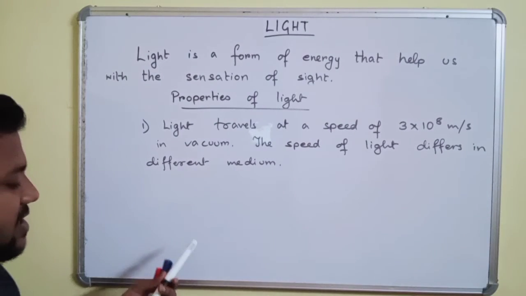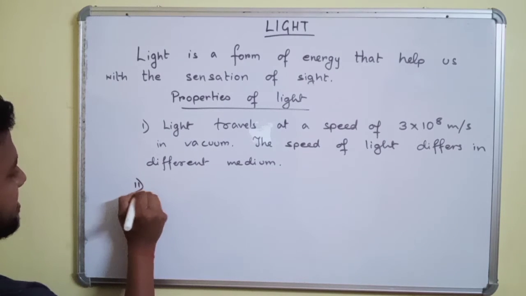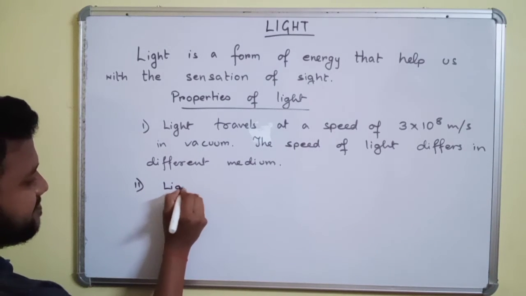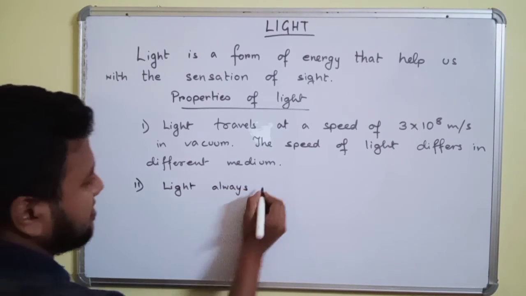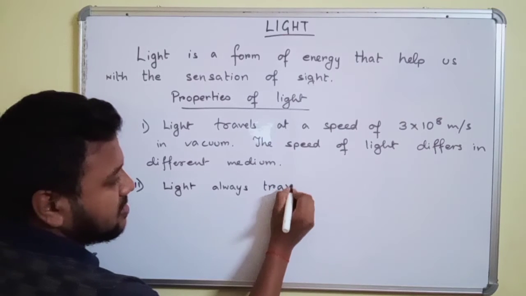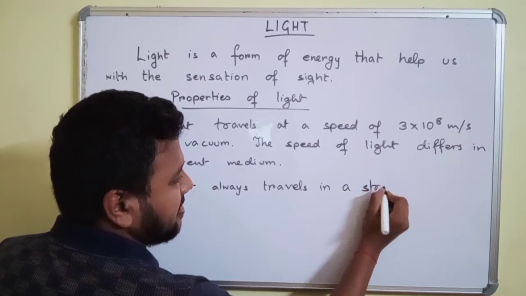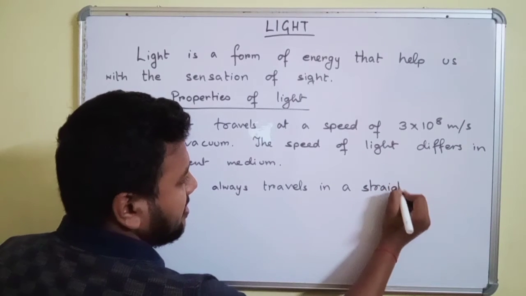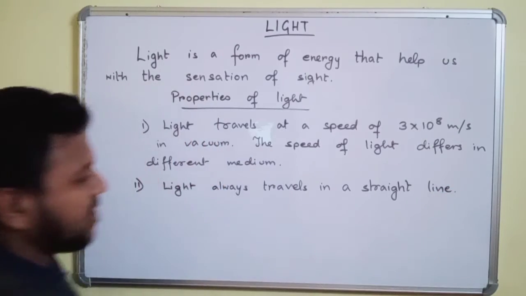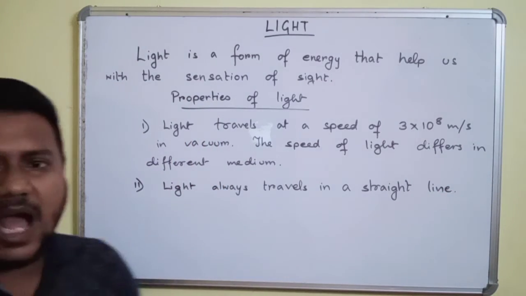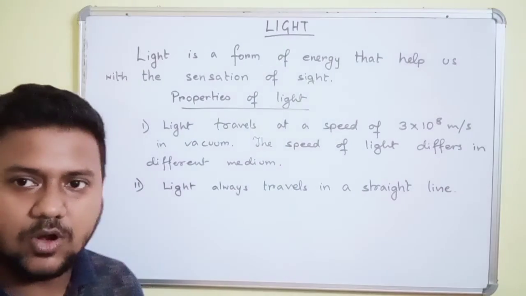Okay, now we will come to the second property of light. The second property says that light always travels in a straight line. Light always travels in a straight line. Okay, now let us see how we can understand whether a light is traveling in a straight line or not.